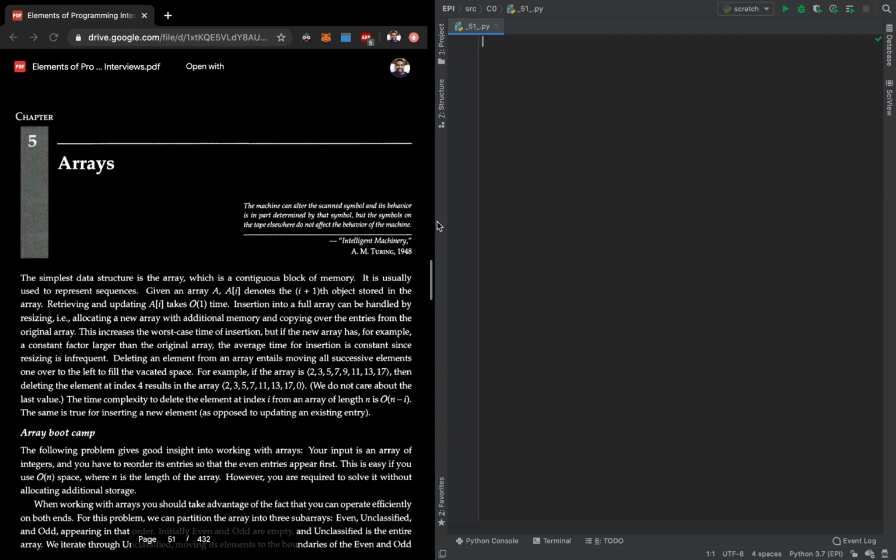So the quote is, "The machine can alter the scan symbol and its behavior is in part determined." I would assume this quote is supposed to say, the machine can alter the scan symbol and its behavior is in part determined by that symbol, but the symbols on the tape elsewhere do not affect the behavior of the machine.